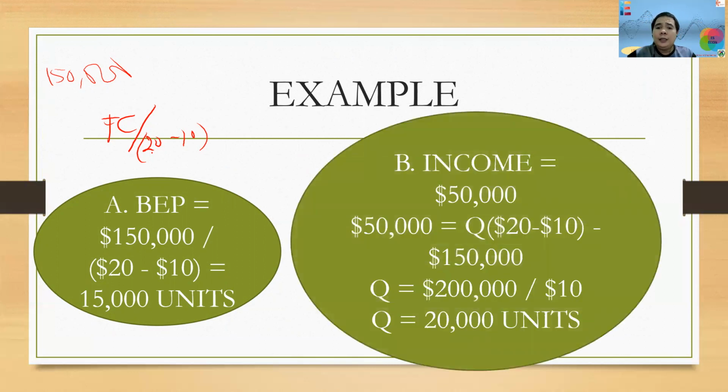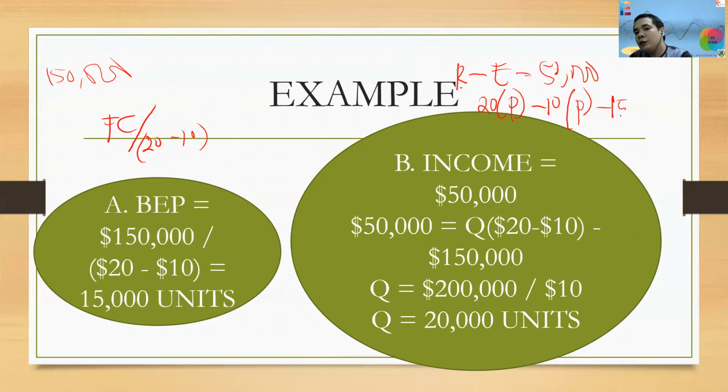And then, if your target income is 50,000, basically, the formula is that your revenue minus expenses is equal to your 50,000. Okay? So, revenue is provided as 20 times the volume. Say, for example, P minus 10 multiplied by the certain volume. This is your variable cost, minus 150,000 as your fixed cost. Therefore, equals 50,000. With that, you'll have to make 20,000 units to ensure that you have an income of $50,000.